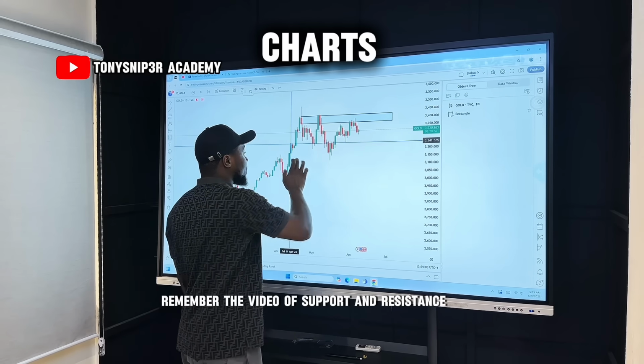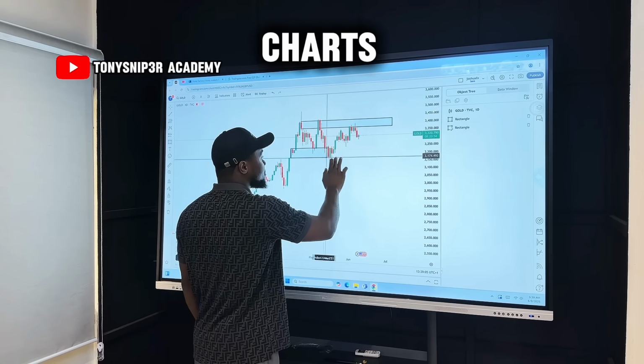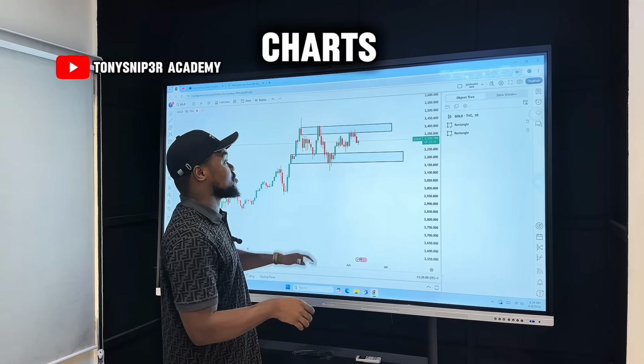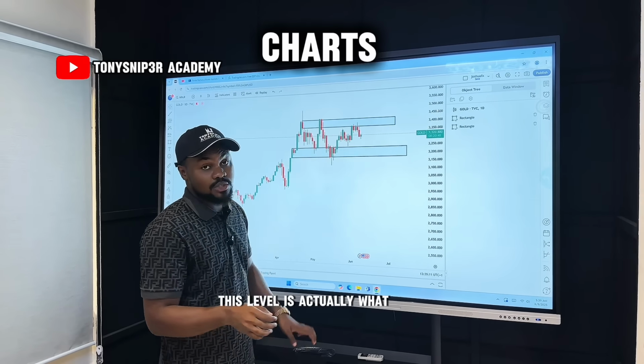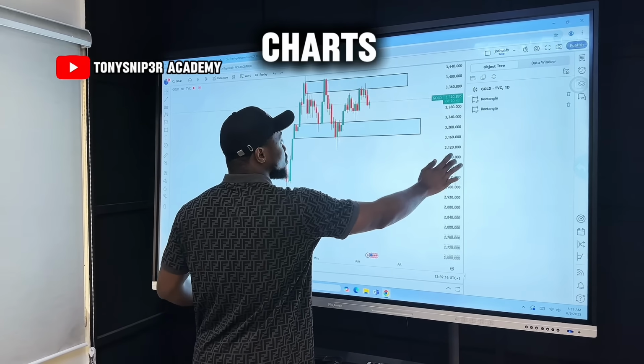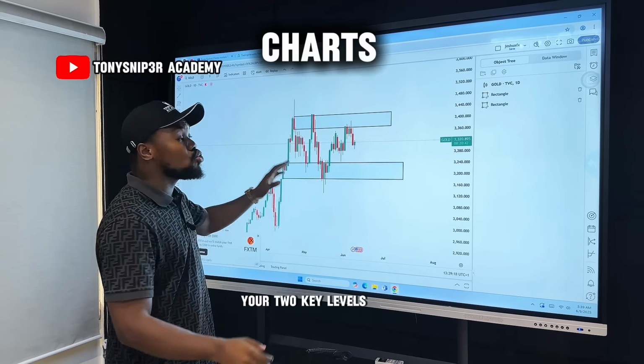Remember the video on support and resistance. If you've not watched it, please head to my channel and scroll down. You'll see the video on support and resistance. You'll understand why this level is actually what? Reacting as a support zone. Now you've actually drawn your two key levels.